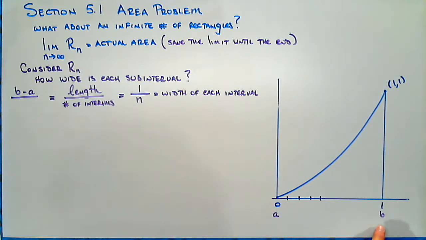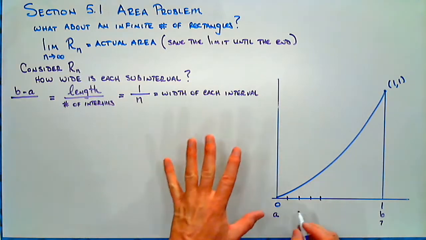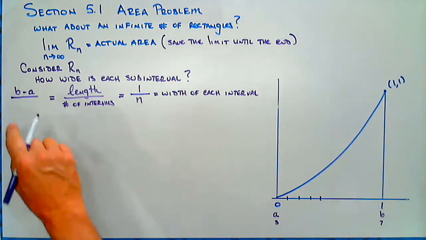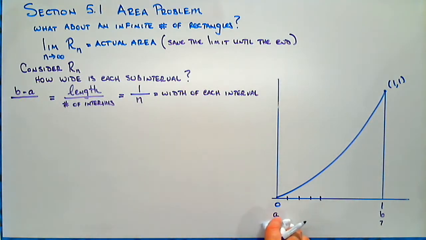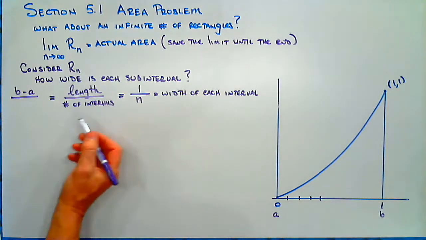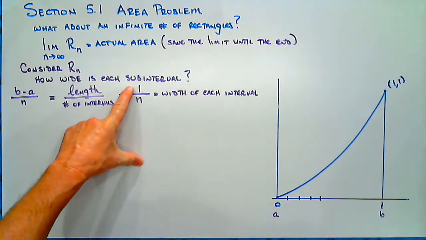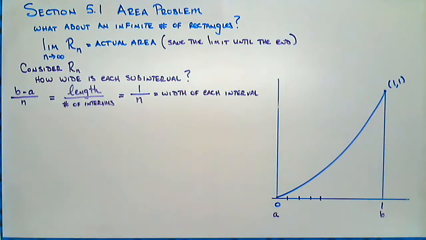If this was 7, just play along with me here, and I understand it doesn't look right, but if this was 3, everybody knows that this is 4 units long. 7 minus 3 is how we got there. So that's all we're saying here. Take the right-hand endpoint minus the left-hand endpoint. That tells you how long. And then the number of intervals we have in this case is n. So b minus a over n. 1 minus 0 divided by n is the width of each interval.